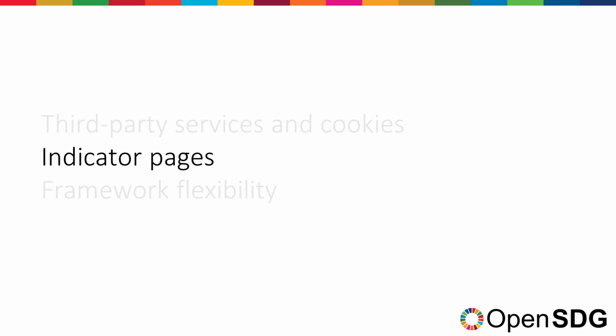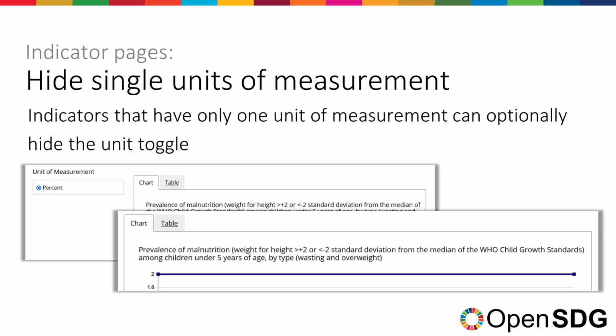Now let's take a look at improvements to the indicator pages. There's now an option to hide the unit toggle in cases where an indicator has only one unit. This allows for a more straightforward indicator page layout.